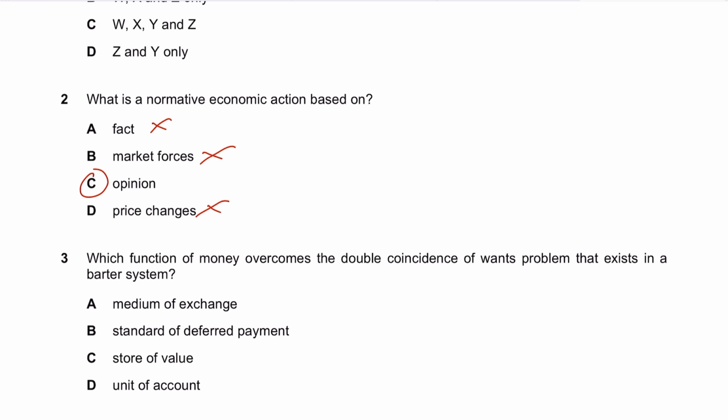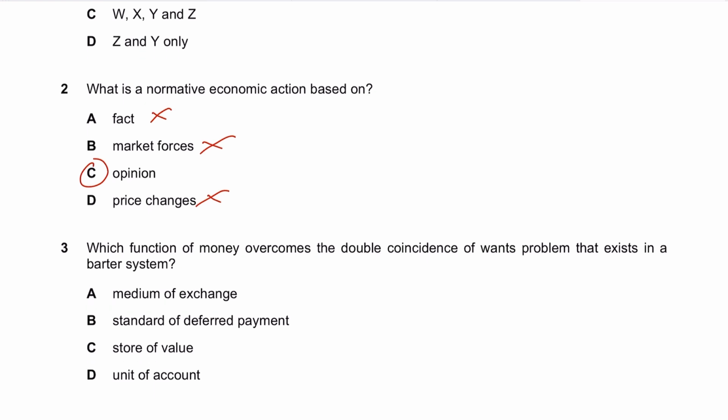You might have a certain value judgment, I might have a certain value judgment, you might have a certain opinion, I might have a certain opinion. For example, you might think that demand side policies are important, I might think that supply side policies are important. Remember, right? So these are basically normative actions.